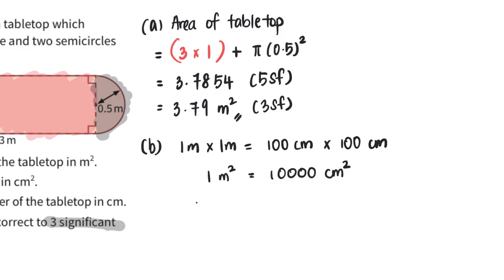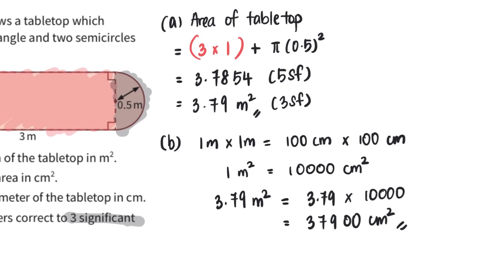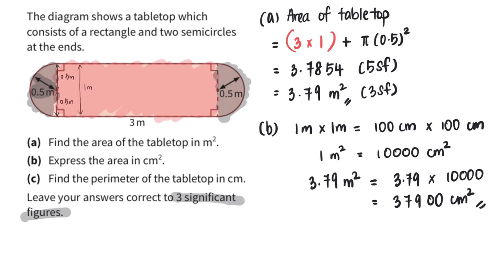And so from here, I will be able to get what is my 3.79 meter square. So this will be equals to 3.79 multiplied by 10,000, which is 37900 cm square. Okay, so that will be for part B.